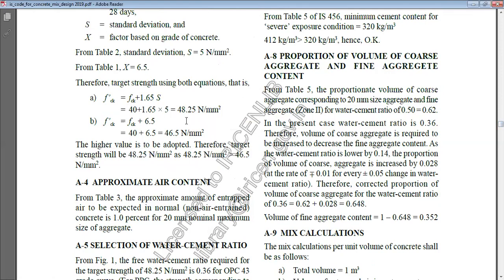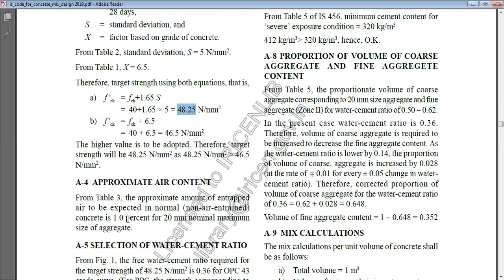Okay, we need to design a concrete that is 1:2:3, whatever the mix proportion comes, it is for 48 newtons. If you prepare the cube of 150 mm dimensions and compress it after 28 days of curing in a CTM machine, the strength should be a minimum of 48 Newton per mm square, not less than. Okay, this will be your target strength.